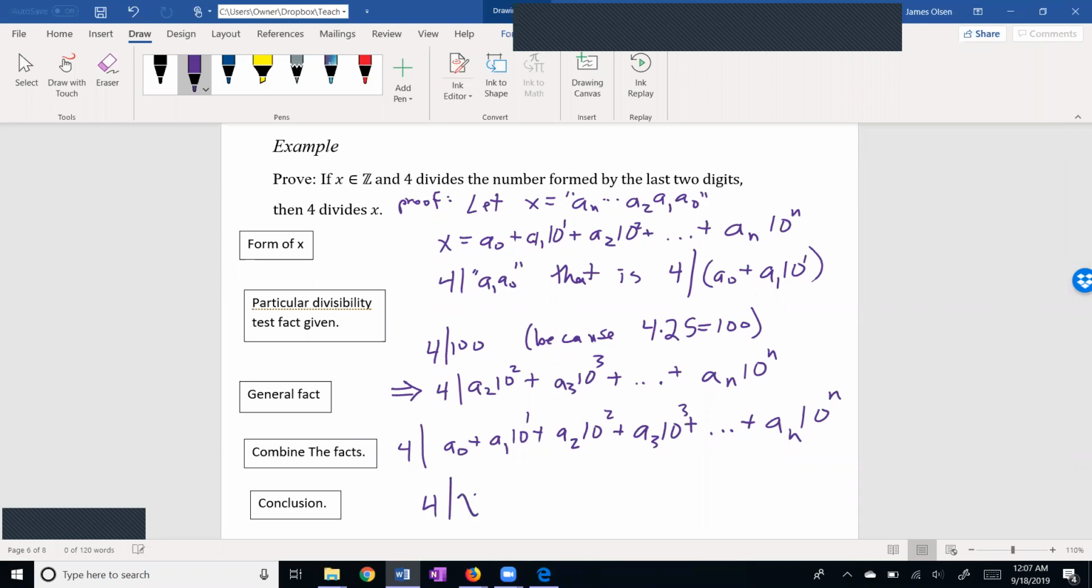4 divides x. As always, you want to think about what's going on symbolically, but you want to think about the ideas and think about this conceptually.